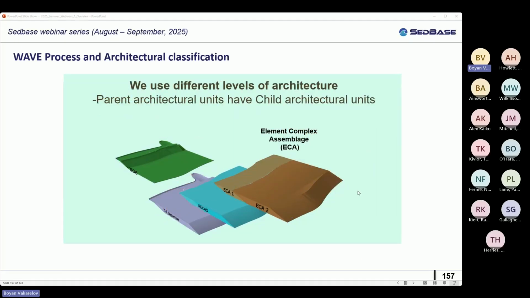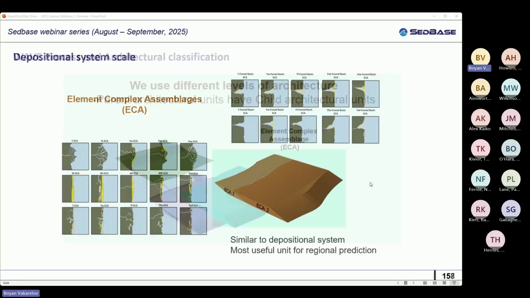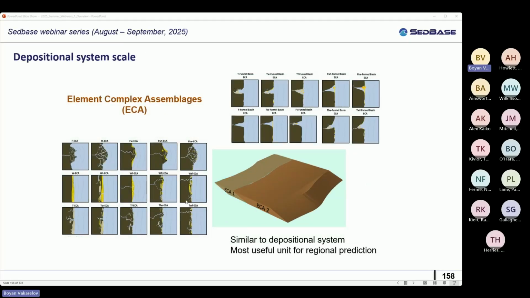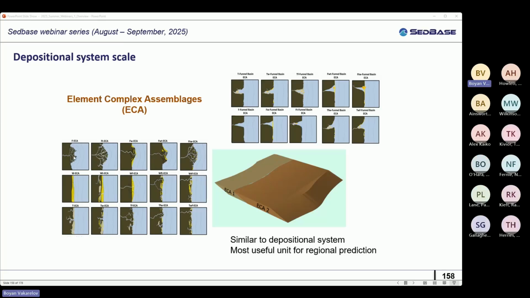So in terms of element complex assemblages, those are used in quite a few places in the database. We actually have little cartoons that are included. We already saw some of these during the overview part of the lecture. Again, the nice thing about this is they visually represent the sort of scale you should be thinking of. So you're not thinking about deposition in front of a channel. You're thinking about a stretch of coastline that has a channel in it, but there is other stuff adjacent to it. So element complex assemblages, we can think of this as our regional scale depositional units.